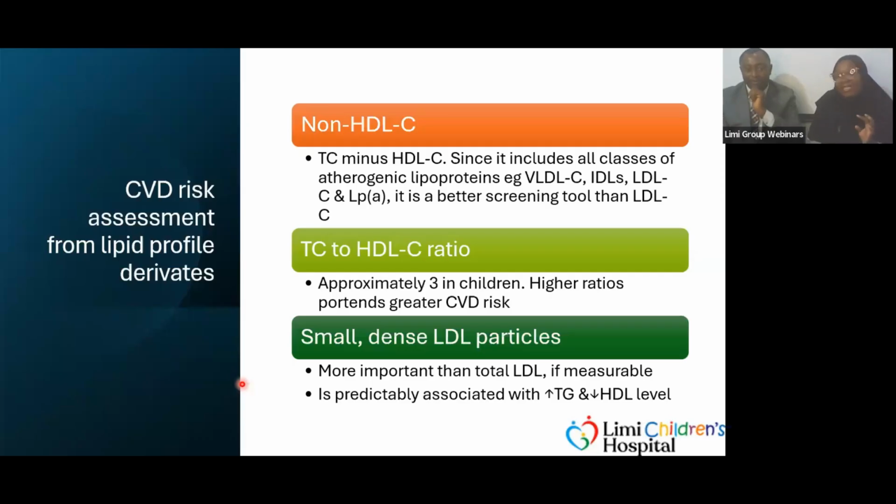And then the small dense LDL that we talked about earlier are more atherogenic and have the property of forming more cholesterol plaques. So they're actually more important than the total, and some labs actually report them. But like you said, there are some ways you can know: if you have high triglycerides and depressed HDL, it is usually associated with small dense LDL particles.